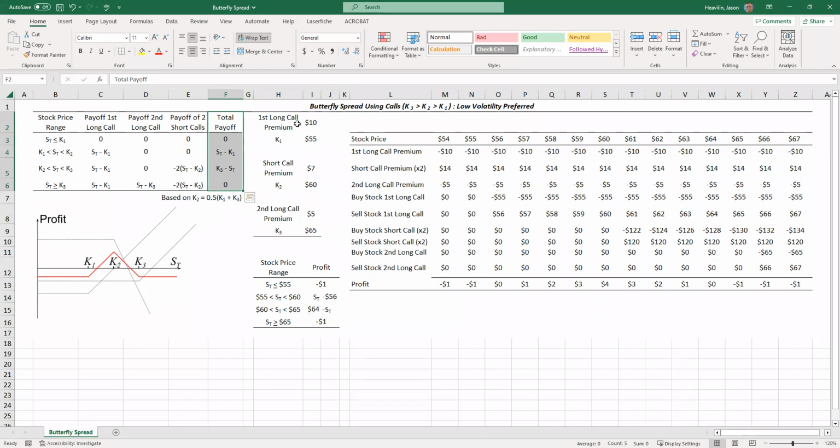So we take what happens when the stock price is less or equal than K1, in this case 55. Stock price less or equal than 55. So we use this 0.